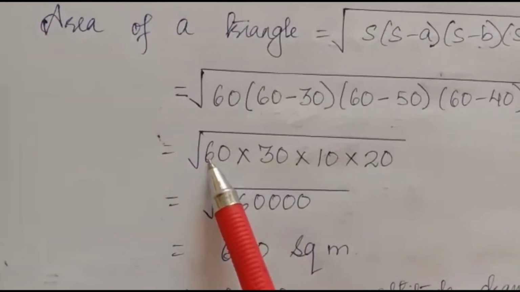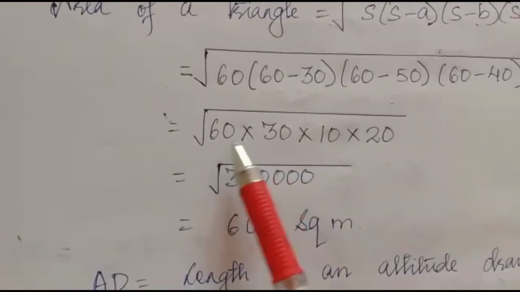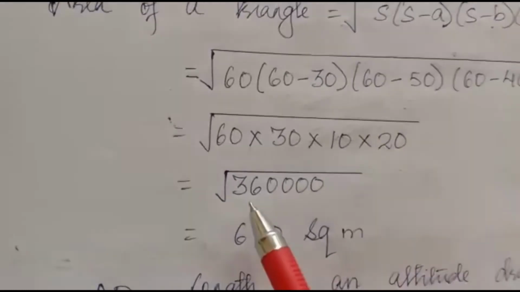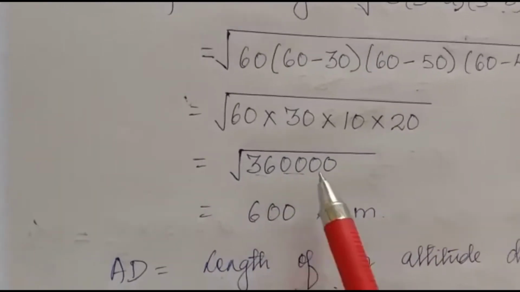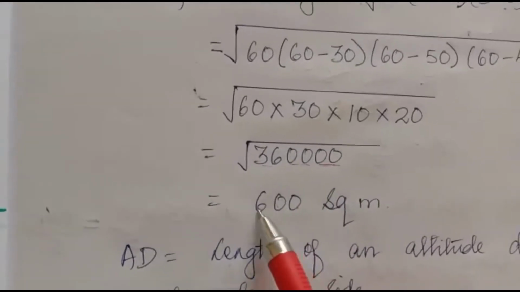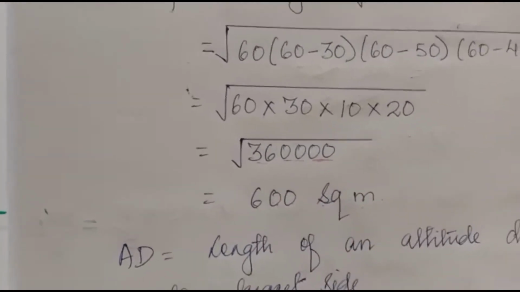So we will multiply: 6 3s are 18, 18 1s are 18, 18 2s are 36, then 4 zeros. So square root of 36 is 6, and 2 zeros, 1 pair, so 10, and another 10. So 600 square meter. So we got the area of the triangle, 600 square meter.